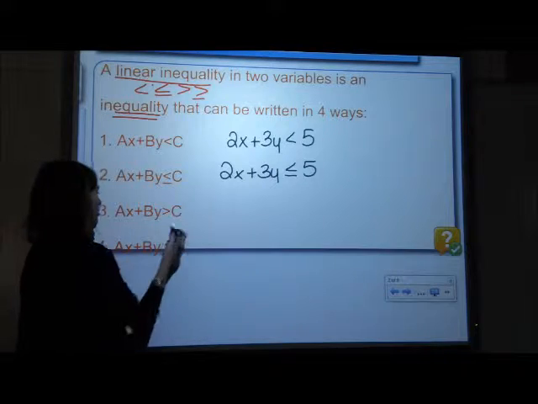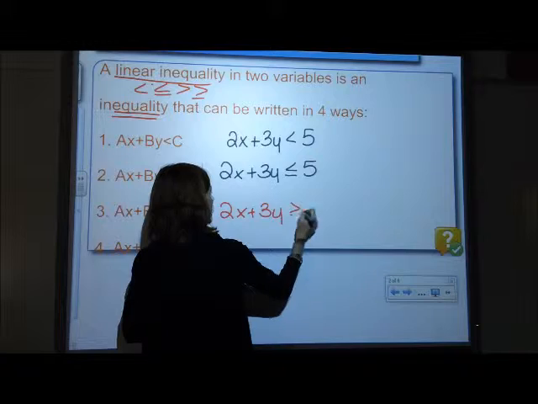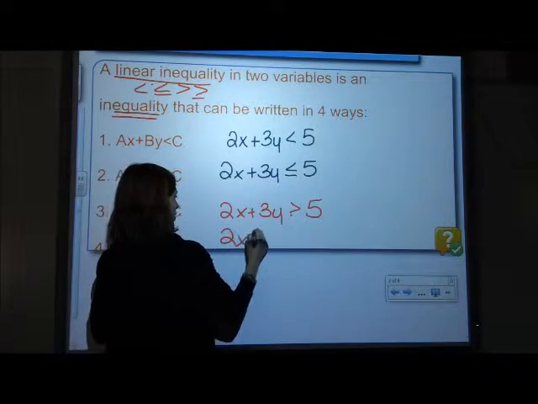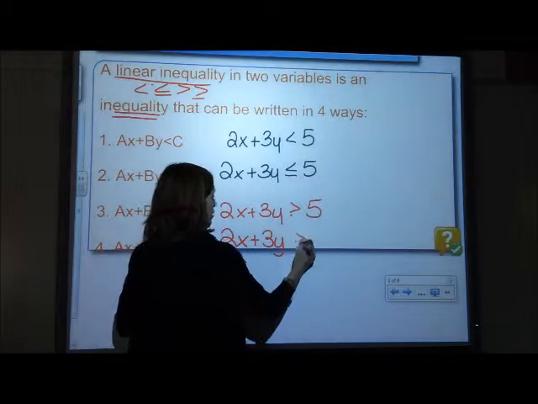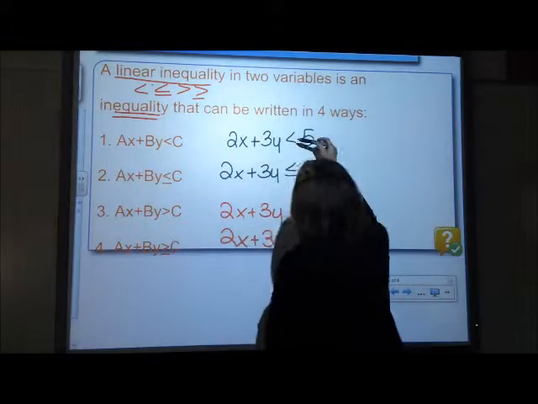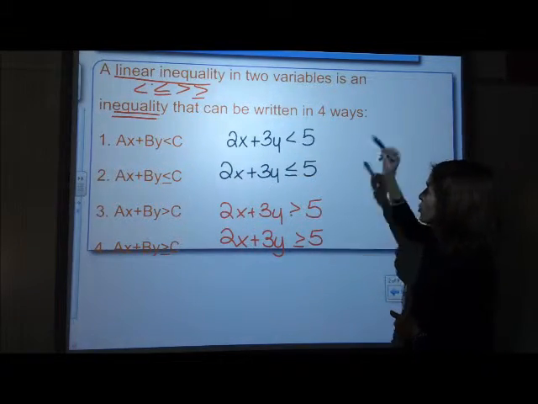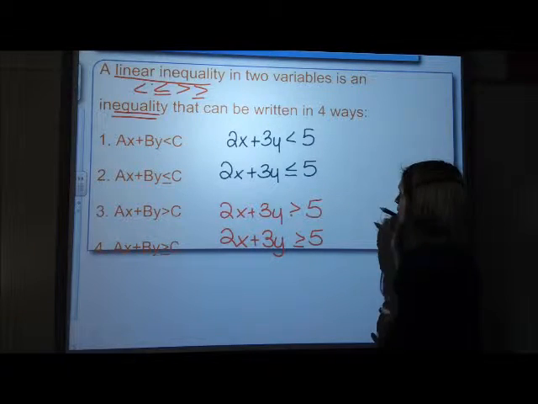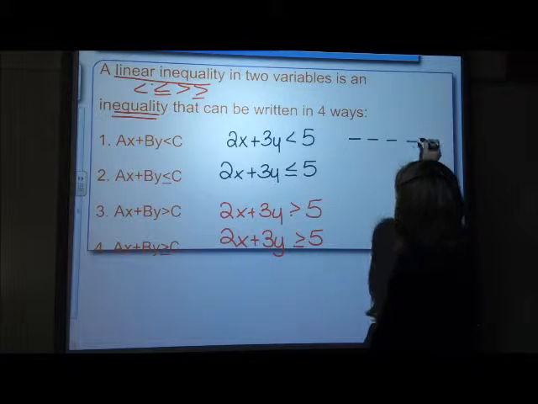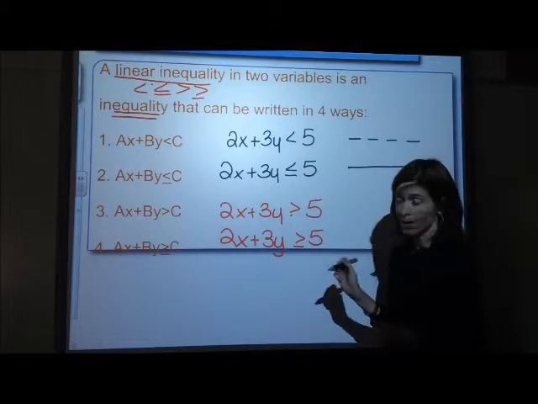But then we can also use greater than. So 2x plus 3y is greater than 5. And we could also say 2x plus 3y is greater than or equal to 5. The inequality symbol helps me when I'm graphing these, because if it's less than and it's a graph, the line would be dotted. And if it's less than or equal to, then the line would be a solid line.